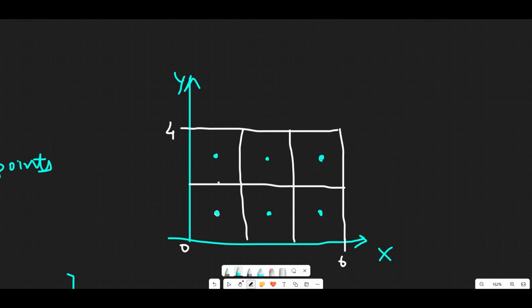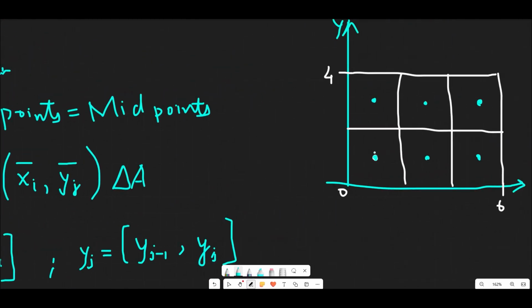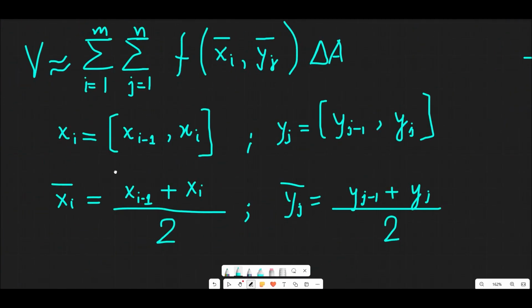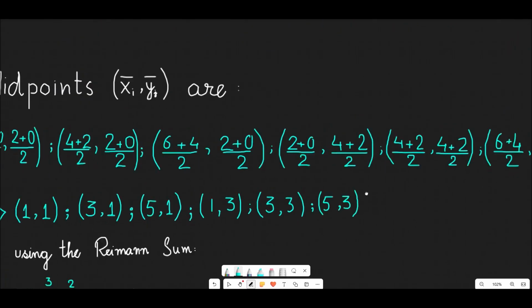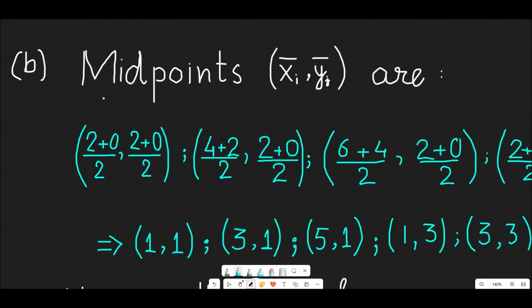In part A, we had to use the upper right corner point, but in part B, we have to use the midpoints to find the Riemann sums. We already have delta A because the area of each rectangle is still the same: delta A is equal to 4. There is no change in the area of the partitions. And now we'll calculate midpoints. For every subinterval like this, for x the subinterval is 0 to 2, and for y the subinterval is also 0 to 2, closed interval.